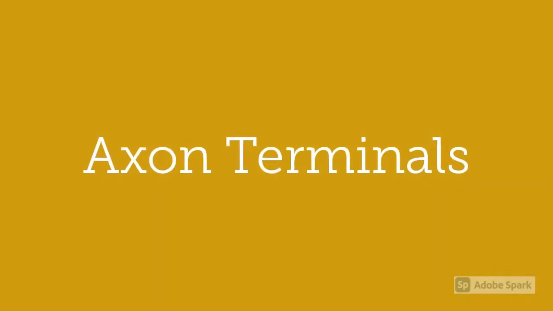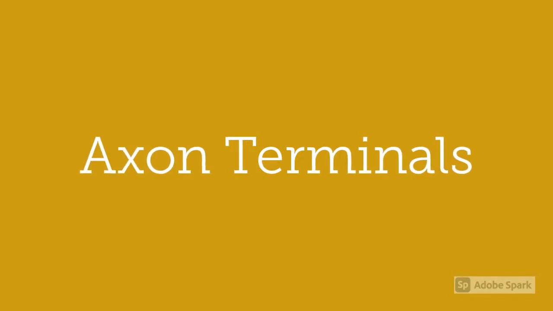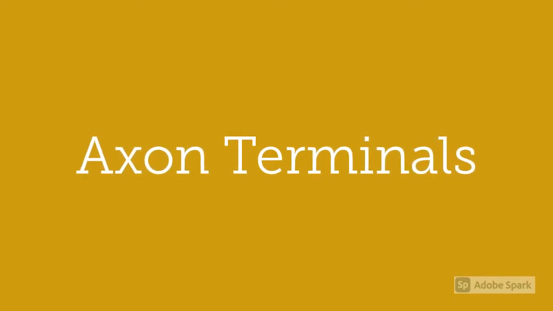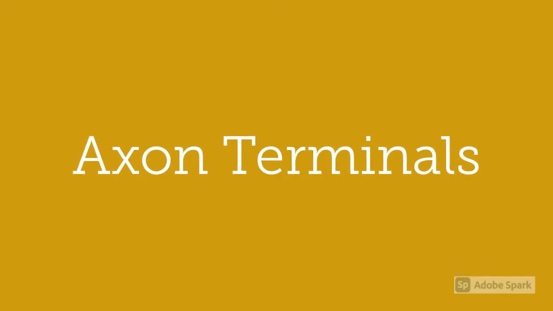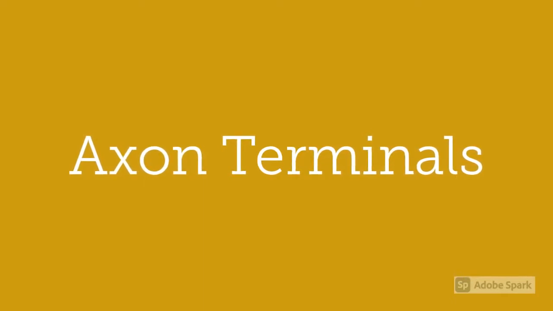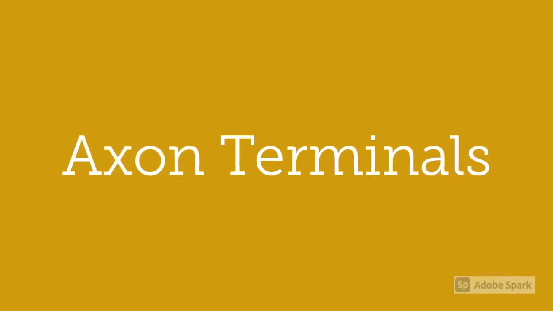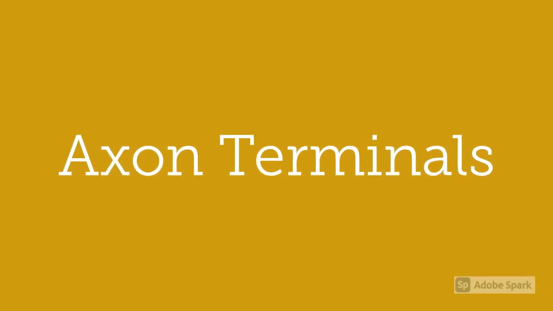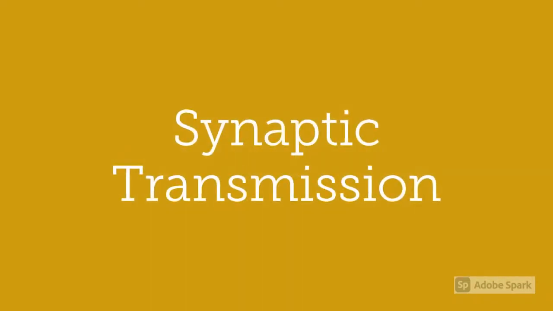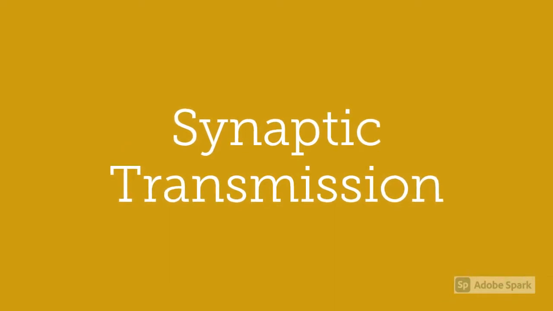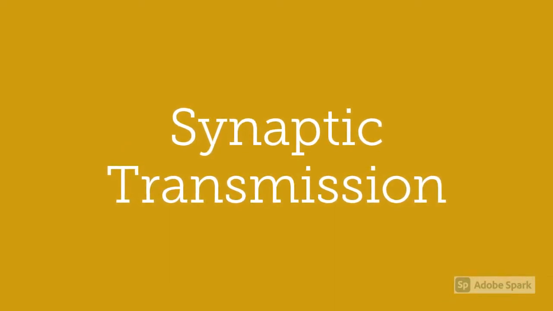An action potential arrives at the axon terminals. These branches at the end of the axon contain tiny pouches or sacs called synaptic vesicles, which contain special chemical messengers called neurotransmitters. Synaptic vesicles release the neurotransmitters into the synaptic gap.